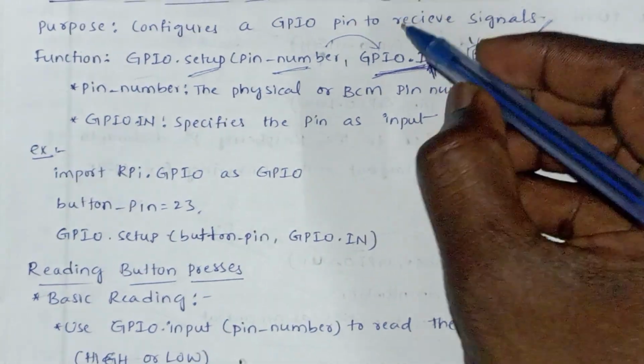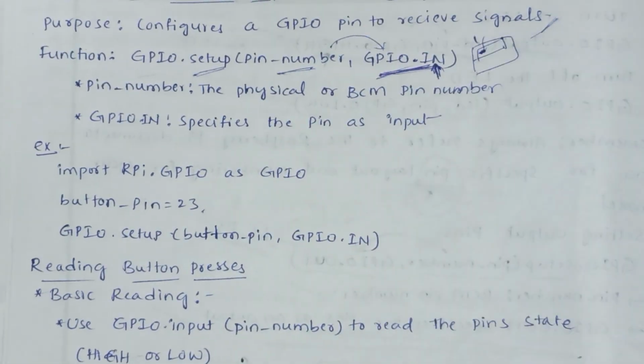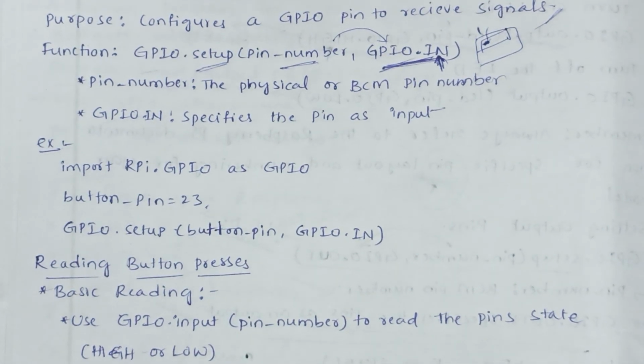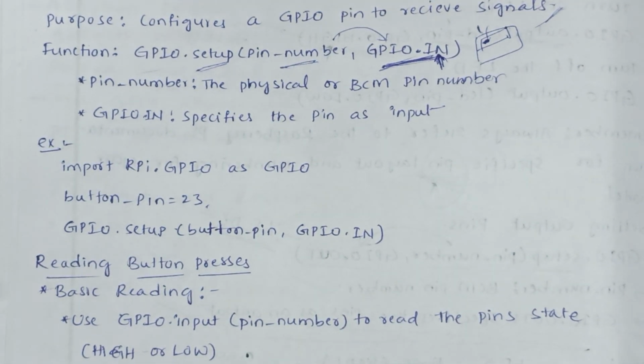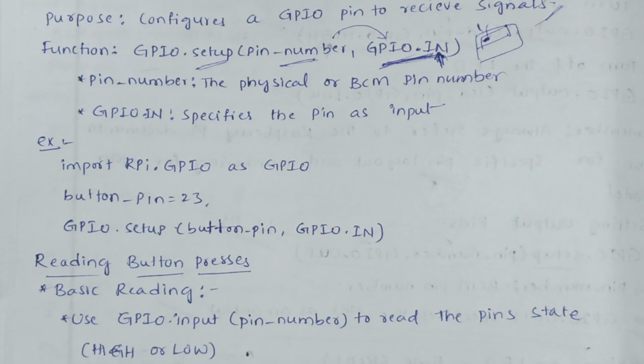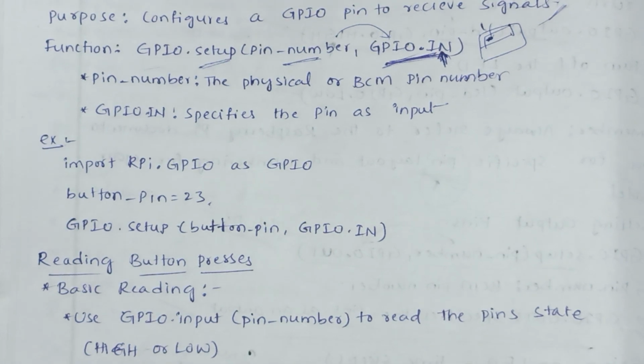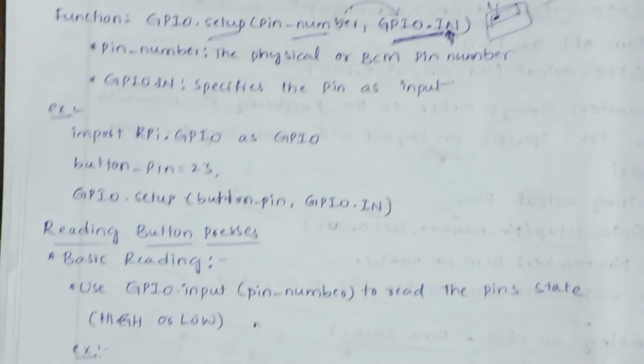Okay, next, here also we discussed, GPIO.in is nothing but input. Whatever value we are giving to the Raspberry Pi, by using those inputs, it will assume and convert it to the input, reading input. Okay, next we will see an example.